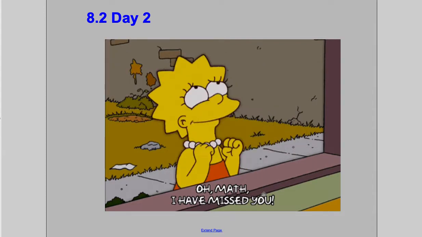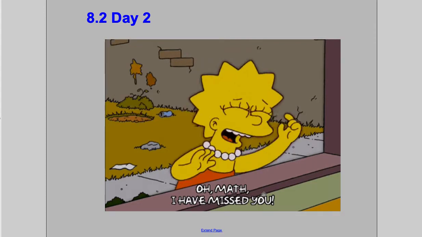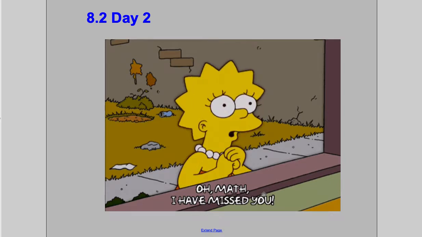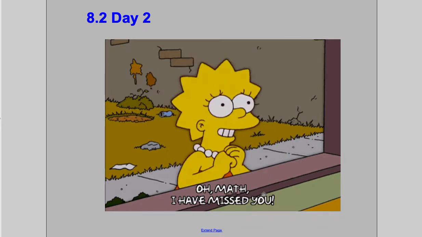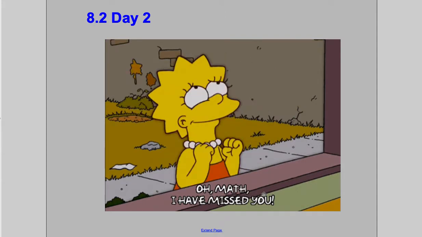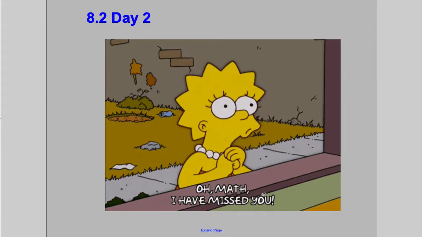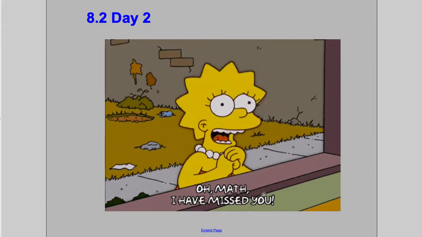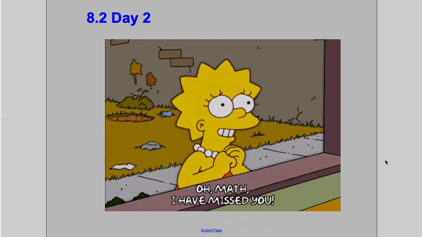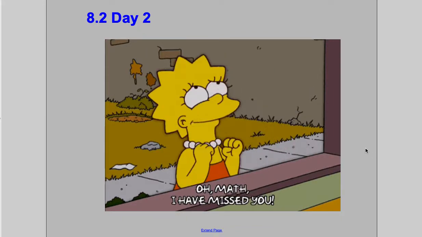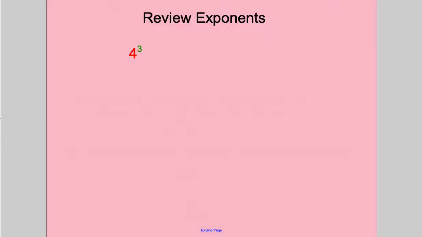We're going to finish up 8.2, day 2 today. We're going to do 3 word problems and a quick review. The 3 word problems would be in your packets. The quick review is not in your packets, but I just wanted to make sure everybody's on the same page and is understanding, at least partially understanding what we're doing with our exponents. So let's continue. Let's begin.